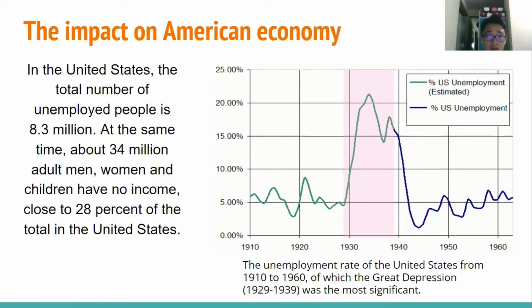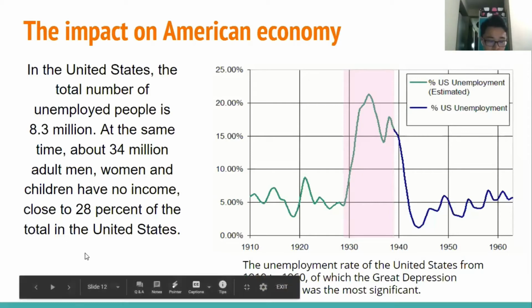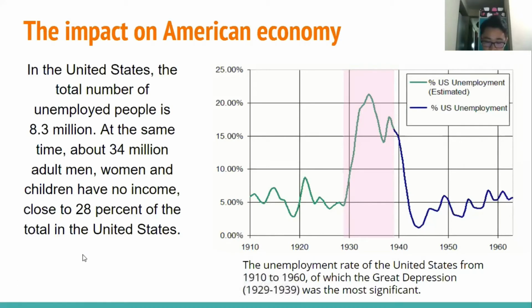As you can see in the graph, in the United States, the total number of employed people is 8.3 million. At the same time, about 34 million adult men and women have no income, close to 28% of the total in the United States. During the Great Depression, about 50 million people were looking for a job, including a large number of young people who had just graduated from college, but there was no job anywhere.